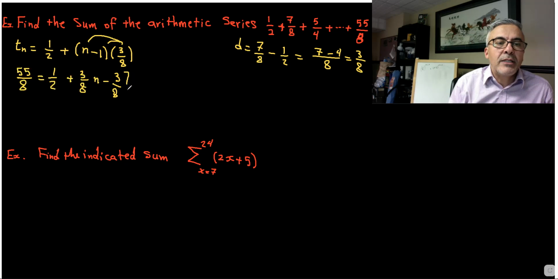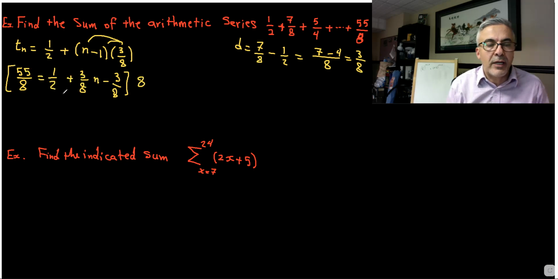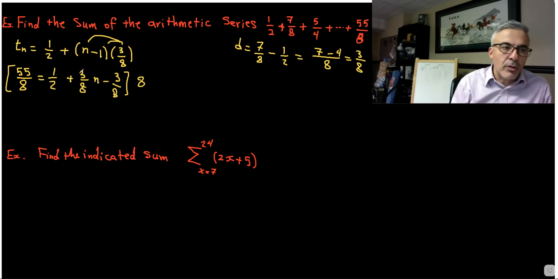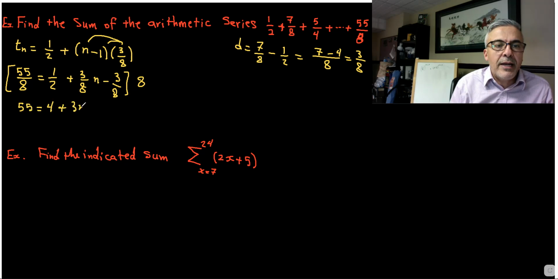Now your best bet is to multiply everything here by the lowest common denominator, which is 8, to get rid of the fractions. You multiply this to here, the 8s will cancel, and you end up with 55. You multiply 8 into a half, it gives you 4. You multiply it to here, the 8s will cancel, and you get 3n. You multiply it into here, the 8s will cancel, and you get minus 3. 55 equals 1 plus 3n, because 4 minus 3 is 1.